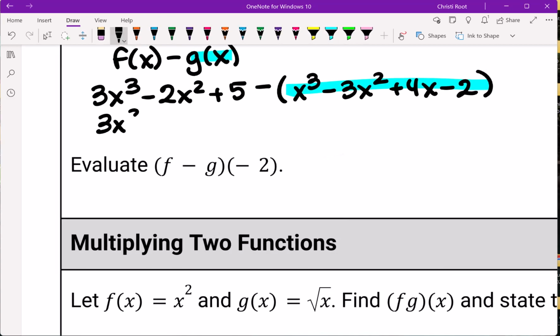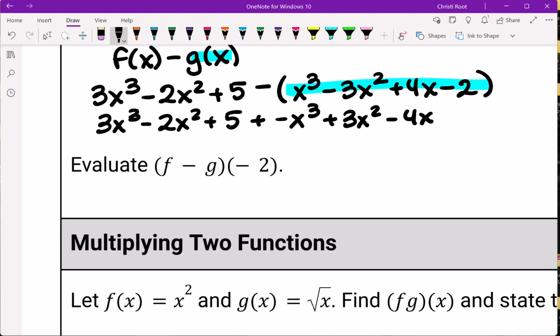This is something you can do in your head, but for your notes, I do want to show my work. So I'm going to write it down: plus negative x to the third. Everything in parentheses needs to have an opposite sign: positive 3x squared, negative 4x, plus 2.